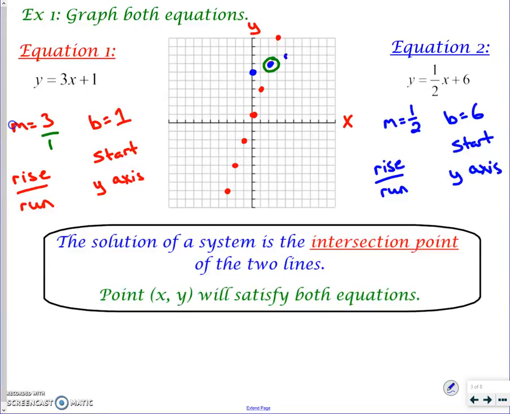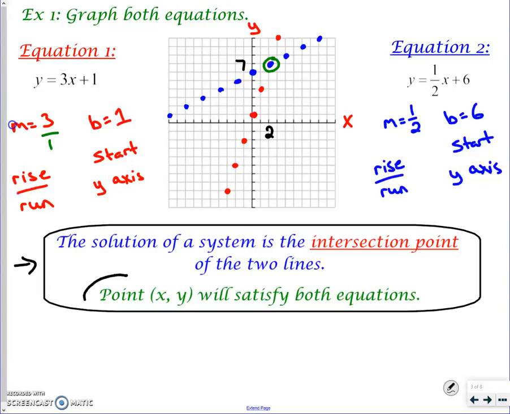I am going to continue to make my line of dots just so you guys can see what these lines look like. So you can notice we have our blue line, we have our red line, and they have an intersection point. So this intersection point, you can see down here in this little circle here, I have the solution of a system is the intersection point. So this right here is my solution, and my solution is at 2 here on the x, and it's up here at 7 on the y.